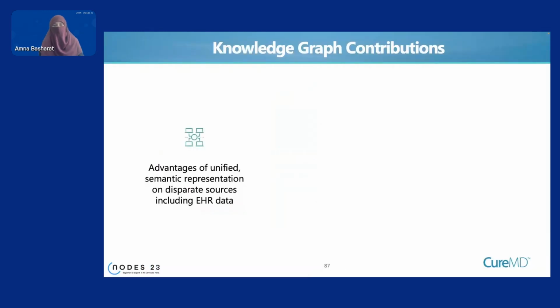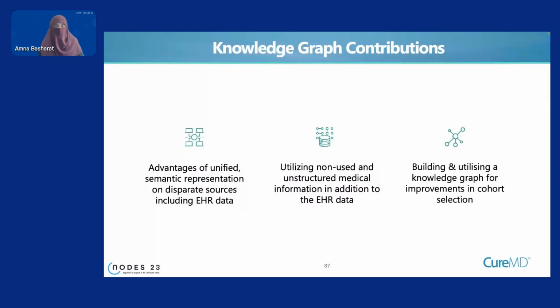So in terms of knowledge graph contributions, we were able to capitalize on the advantages of unified and semantic representation of distributed EHR data. And we are utilizing both structured and unstructured medical information in order to capitalize on these use cases. Currently, we are utilizing the knowledge graph for cohort selection, but we do have several other use cases in mind, and graph-based machine learning and graph-based data science efforts are on the way as well.